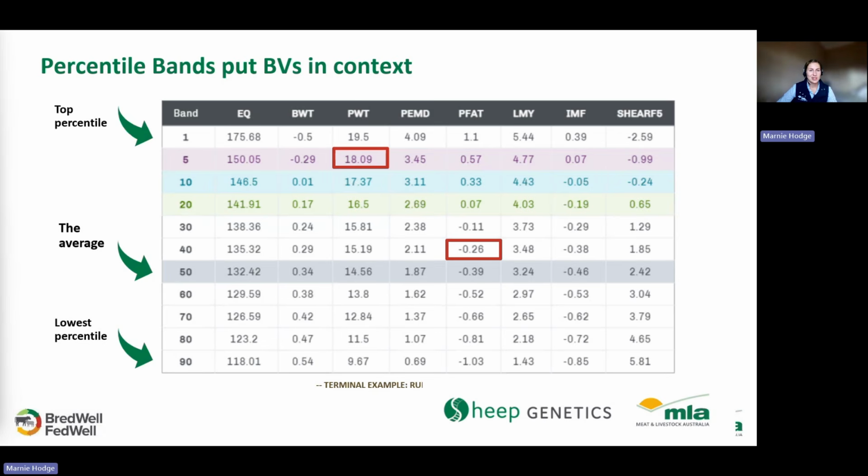So again, it's really important to think about where that actual value of the breeding value sits relative to industry, because you could look at a PWT of 10 and say, oh, that's a good number. But really, when you put it in context of the entire spread in industry, it's actually performing in the lower percentiles.